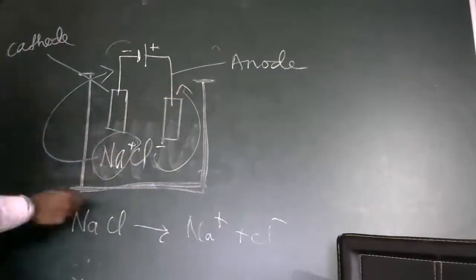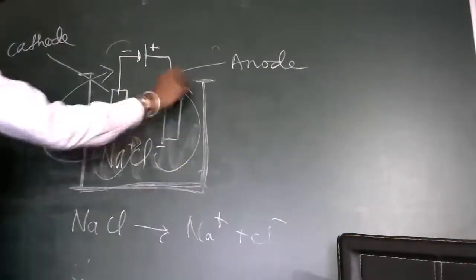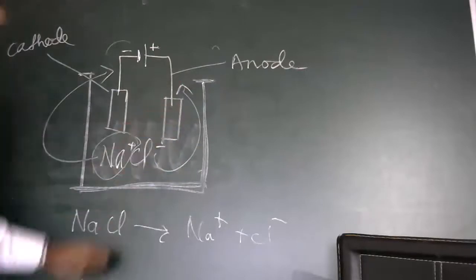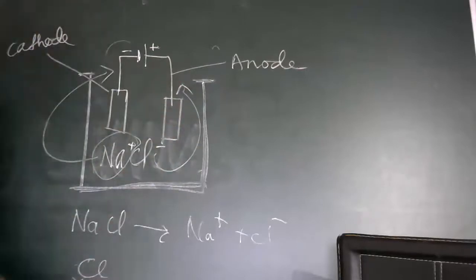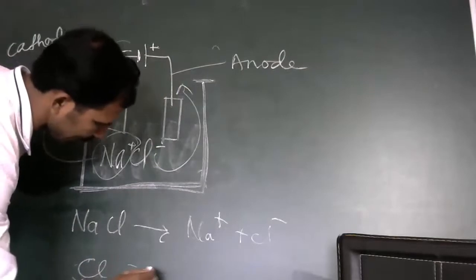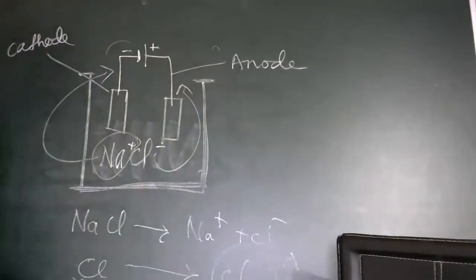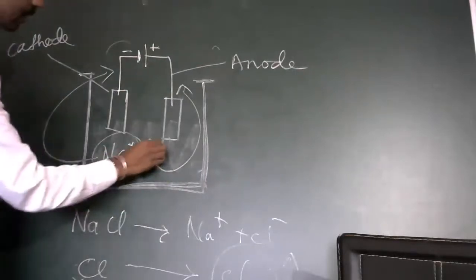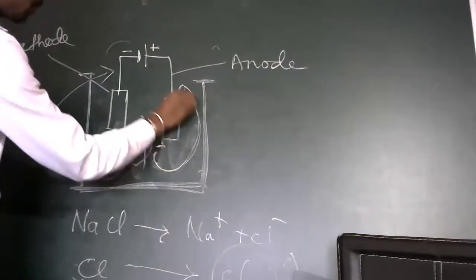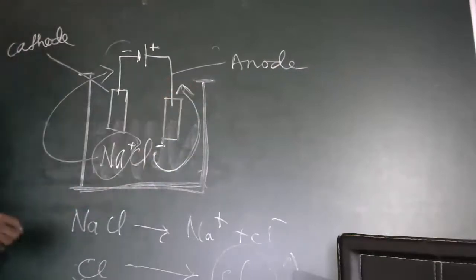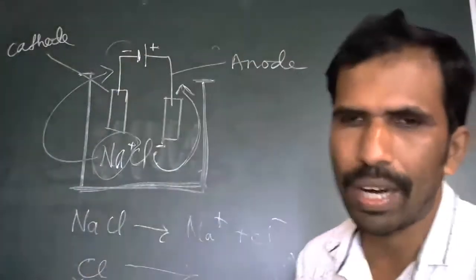Here it gets one more electron and becomes Cl. It becomes Cl2, gas formation happens here. I hope you are getting my point. Cl- is the anion, and the anion moves towards the anode. It bonds with one more Cl atom to become Cl2, converting into Cl2.